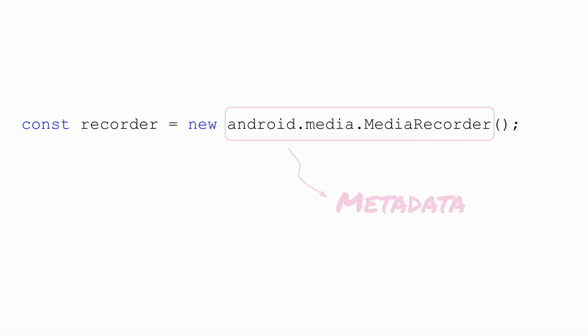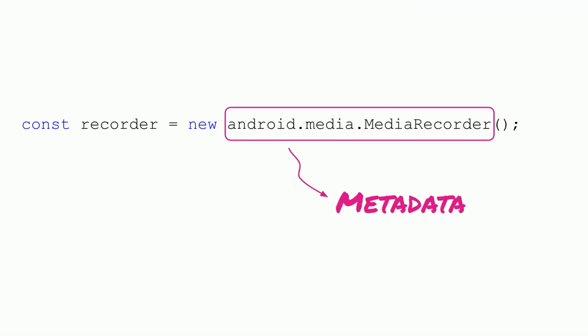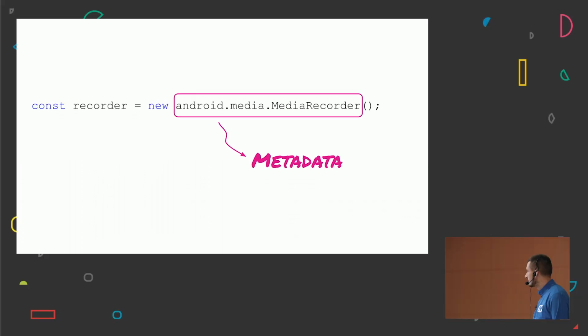So from the example, we can understand that these are some metadata representing some types in the native world. But how do we actually use them? Who allowed us to use them and how?